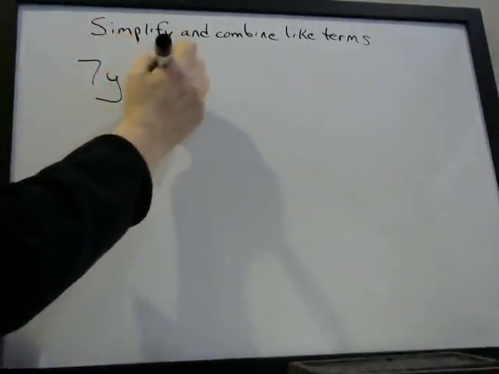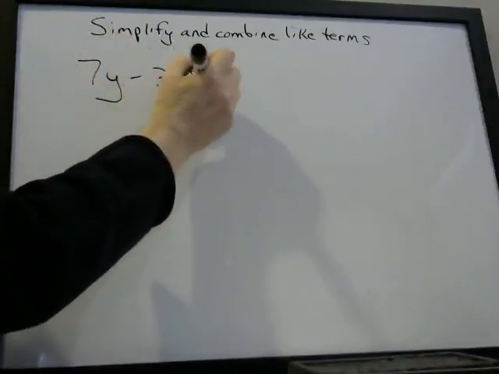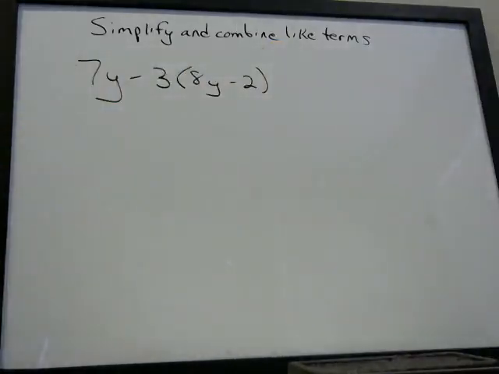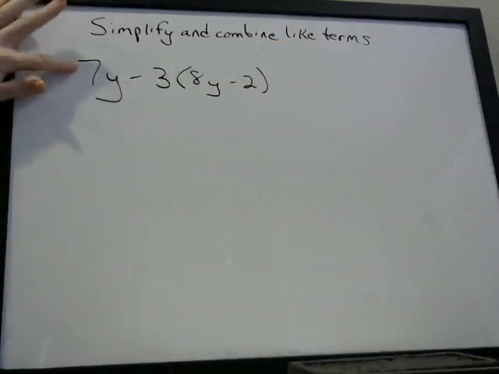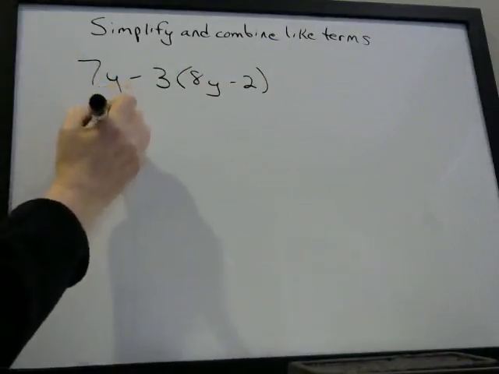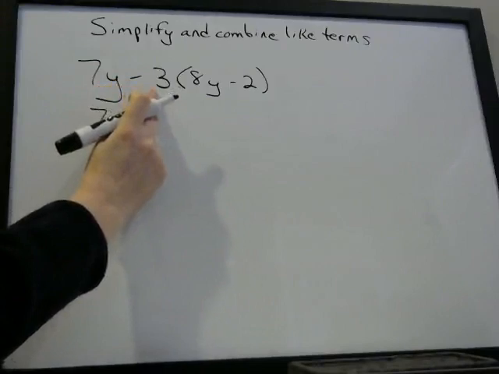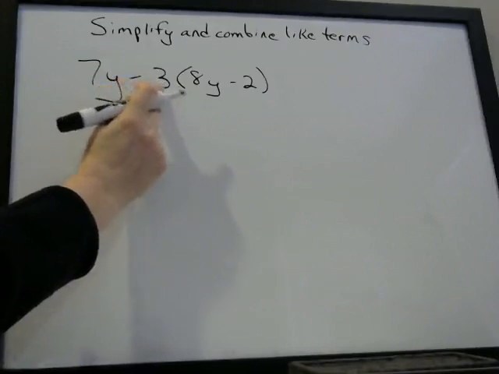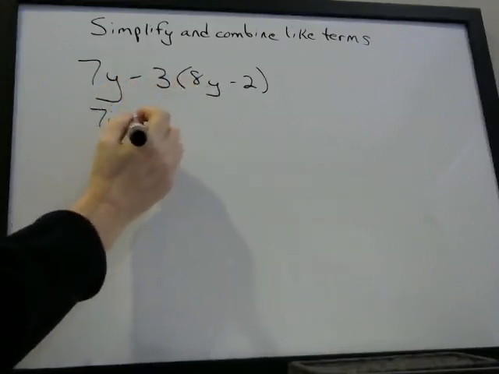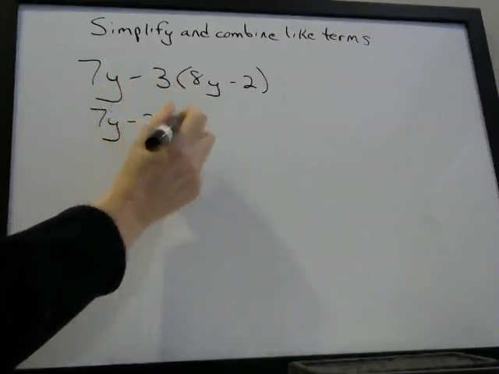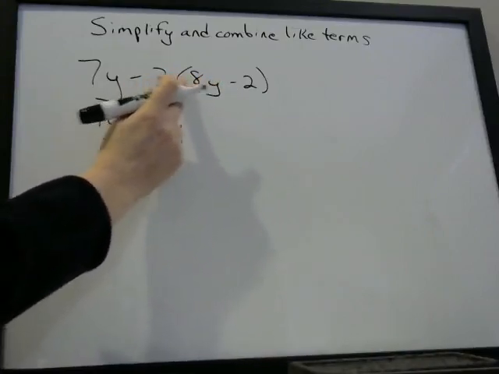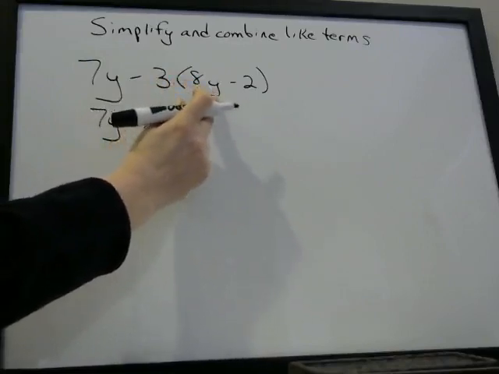7y minus 3 times 8y minus 2. So this is a little bit trickier. Again, you need to know the distributive property, and I'm not going to spend a lot of time doing it here. 7y, so we're going to do the distributive property, and again, this is a tricky one because there's a minus sign out here. So we have to go minus 3 times 8 is minus 24y. So when we're multiplying 3 times 8y, again, we just do the multiplication, but we keep the y.